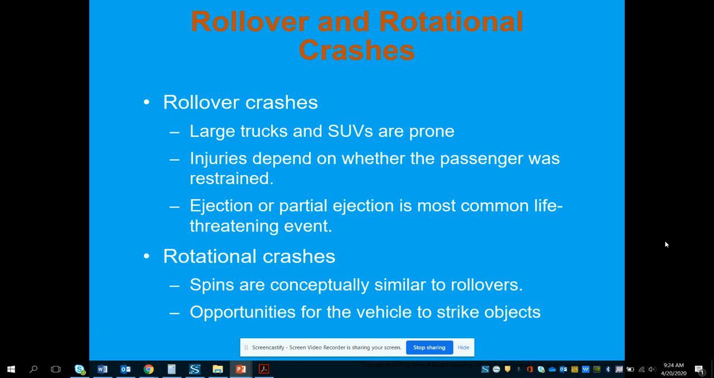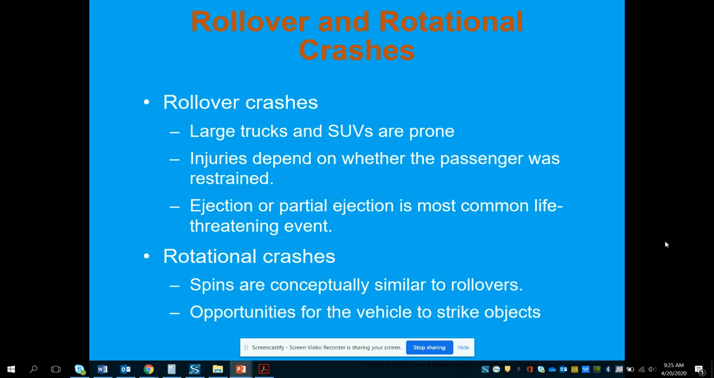The injuries are going to depend on whether the passenger was restrained. You could have ejection or partial ejection, which would be the most common life-threatening event. And I will say that I have seen it happen both ways. I have seen a patient who was not restrained, who was ejected, where that's the only thing that saved their life, because the vehicle was just completely demolished after it continued to roll and roll and roll. But I have also seen times where a patient was ejected, and that was fatal for them, where if they would have had their seatbelt on, it would not have had the same outcome. So again, the good and the bad with everything.